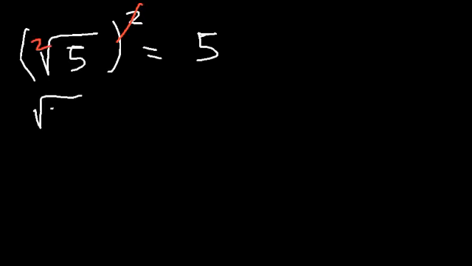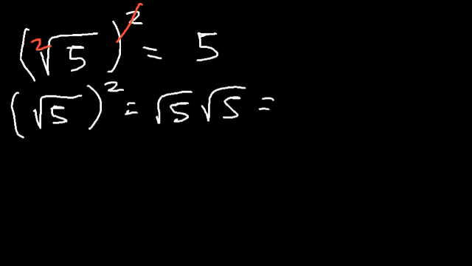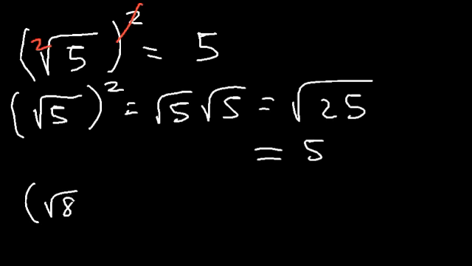You can also see it this way. The square root of 5 squared is basically radical 5 times radical 5. 5 times 5 is 25, and the square root of 25 is 5. So if you were to see the square root of 8 squared, this is simply equal to 8.